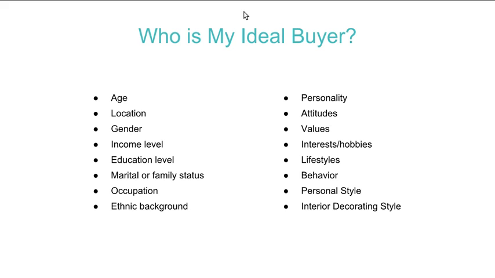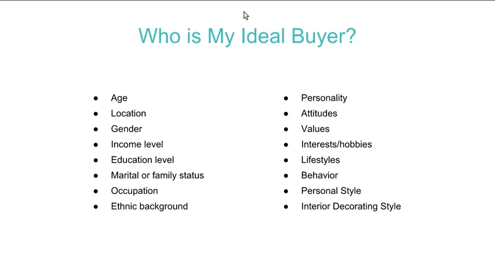Probably what you think of when you think of creating this ideal buyer profile is their age, their location, their gender. If you've ever done any research on how to do your ideal buyer profile, it might tell you to think of their income level, their education, if they're married or single, if they have kids, what their culture is like, that kind of thing. And those are all really great things to do. But those are all really cut and dry factual type things.